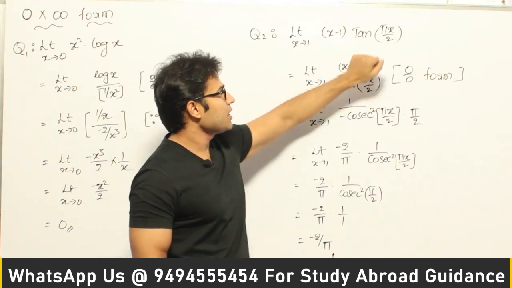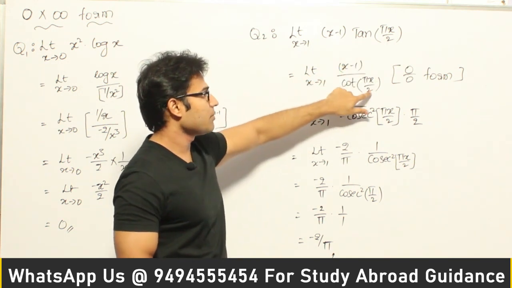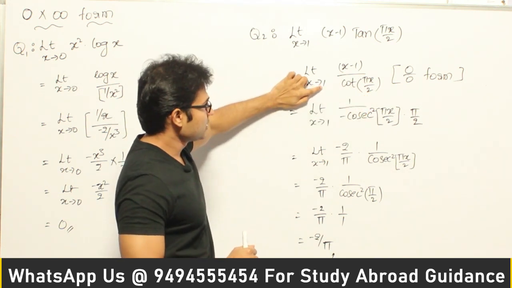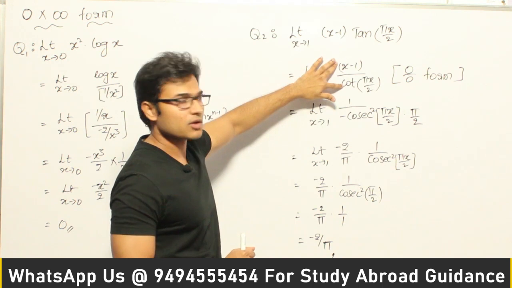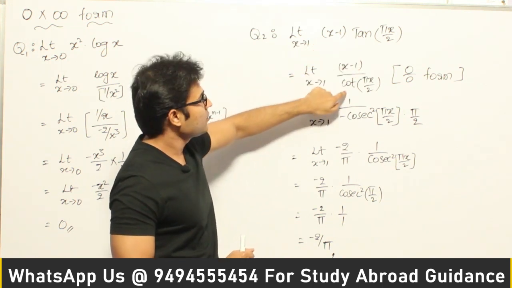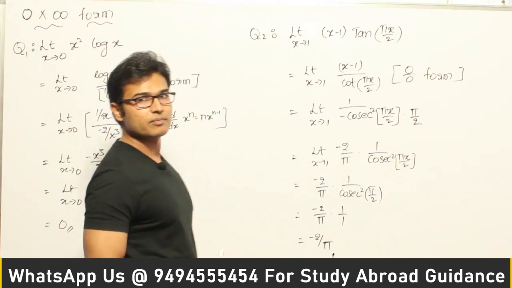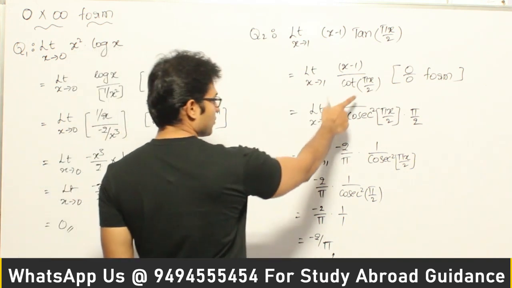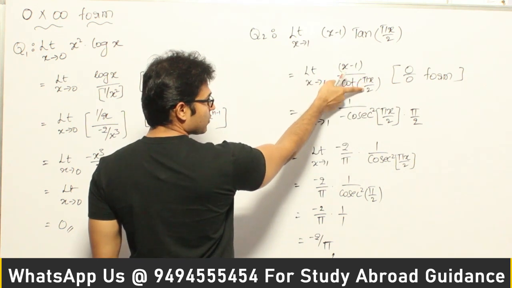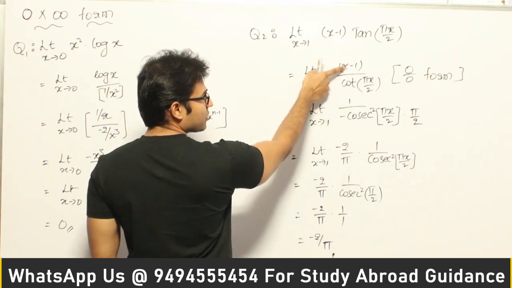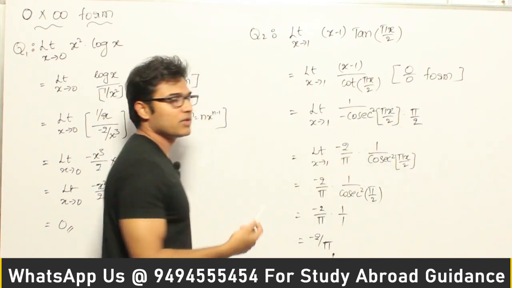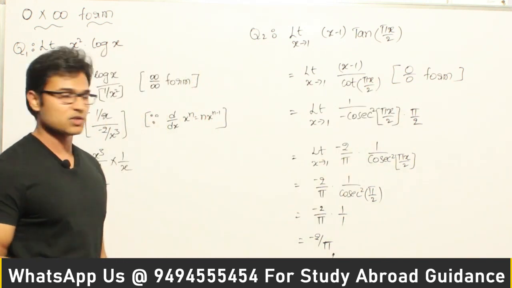Therefore tan pi x by 2 is going to be cot pi x by 2, right? Now if you substitute x equal to 1 in numerator and denominator, you are going to get 1 minus 1 as 0, and cot pi by 2 as 0. In the sense, if you substitute x equal to 1, you are going to get cot pi by 2, which means in numerator and denominator both of them you are going to get 0. So 0 by 0 form. So you can differentiate numerator and denominator by L'Hospital rule.